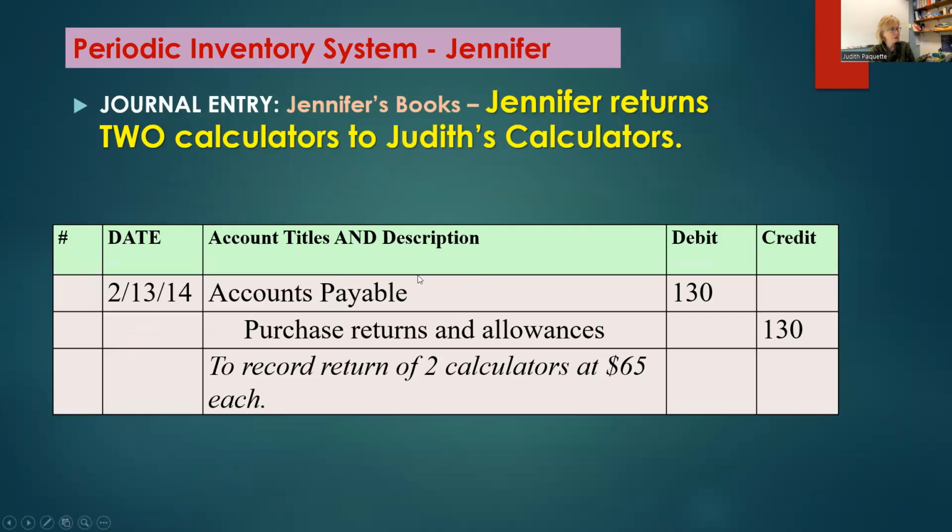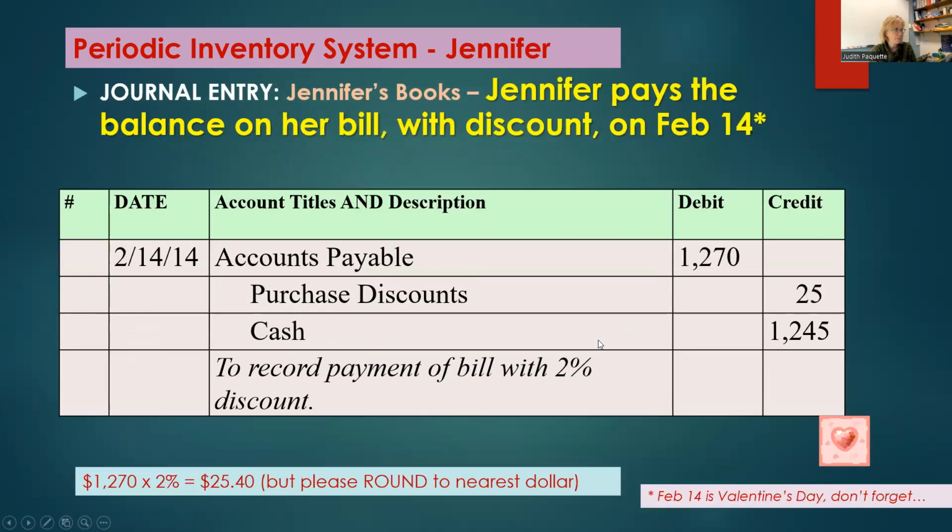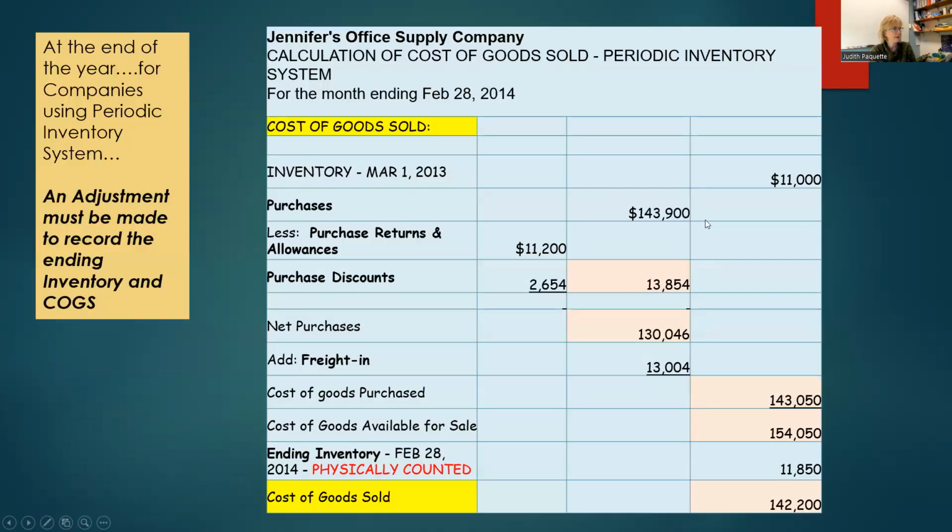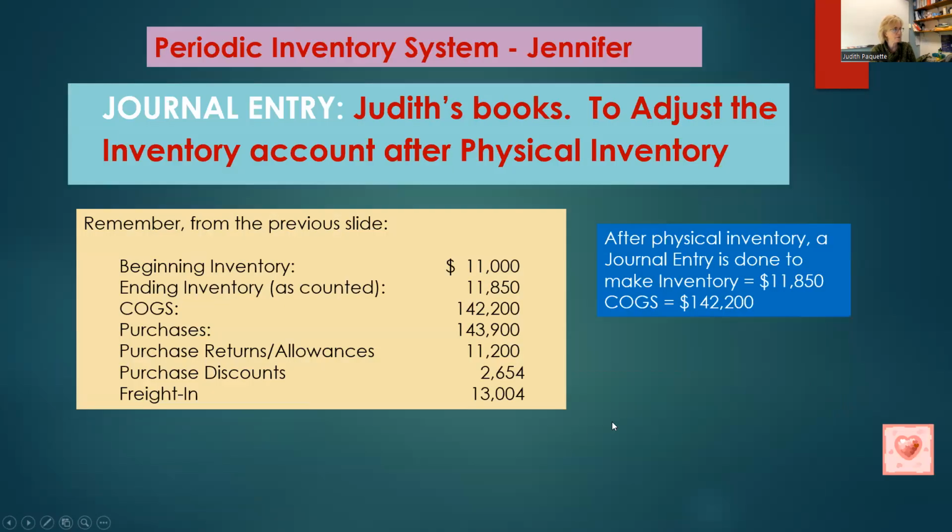We make a return, we debit accounts payable, but this time we credit purchase returns and allowances. And then when we pay our final bill, debit accounts payable, credit cash, and credit purchase discounts. And then you see all those transactions.